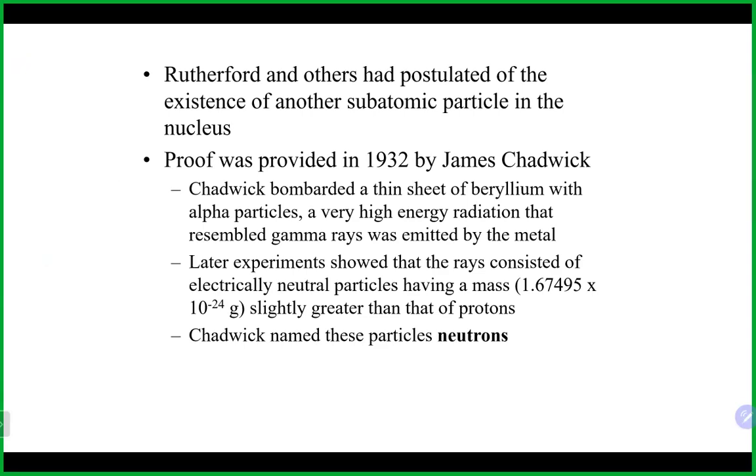Later experiments show that they contained actual neutral particles that have a mass of 1.67495 times 10 to the minus 24 grams. Now you might be wondering, why is it going so many places? It is going so many places because if you compare it to the proton's mass that we just saw, the neutron actually just slightly beats the proton in terms of mass.